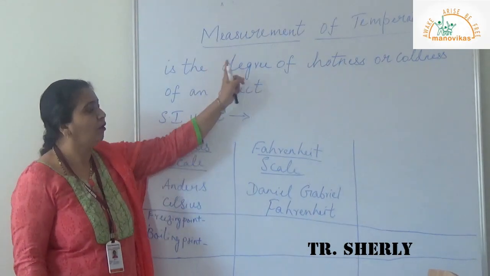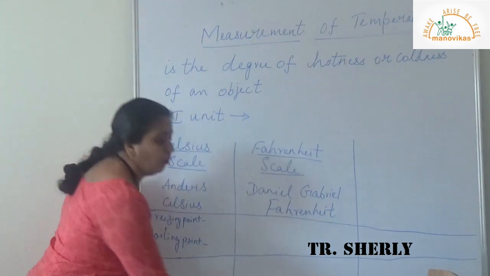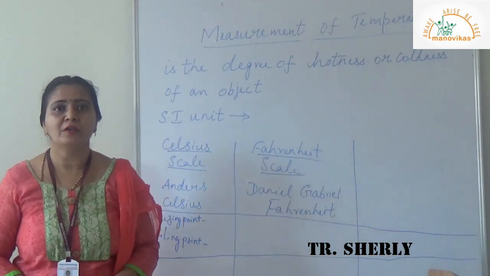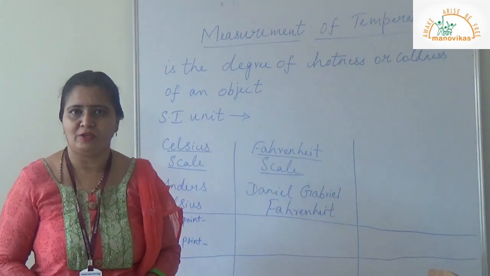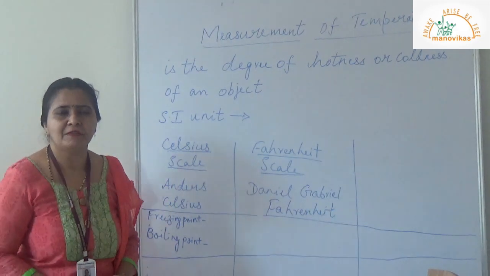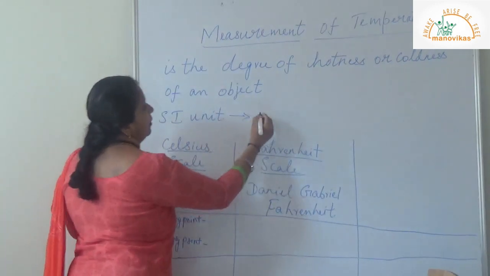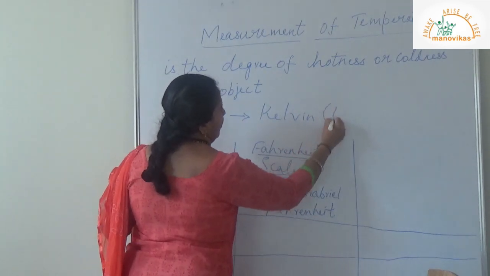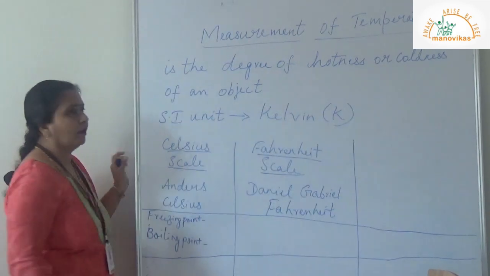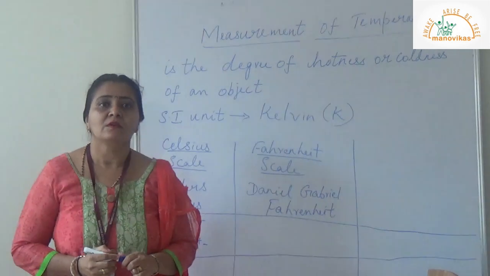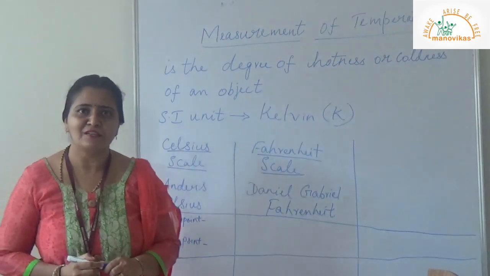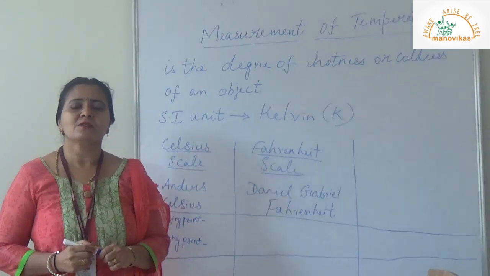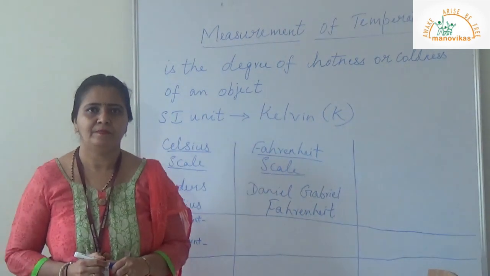Let us start with measurement of temperature. Now what is temperature? Temperature is the degree of hotness or coldness of an object. The SI unit of temperature is Kelvin. The more commonly used units are the degree Celsius and the degree Fahrenheit. The Celsius is also called centigrade.